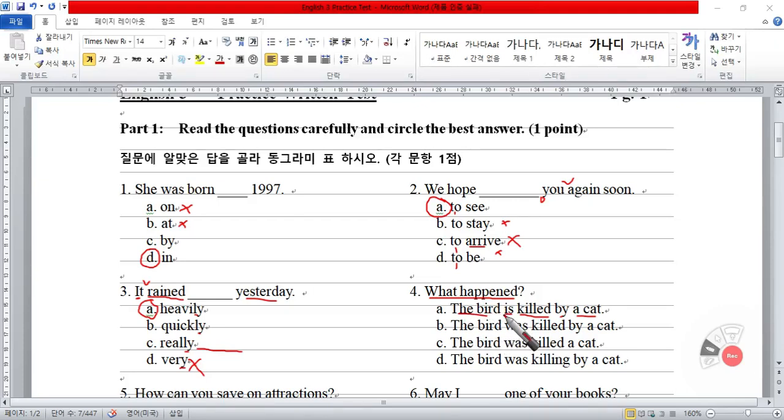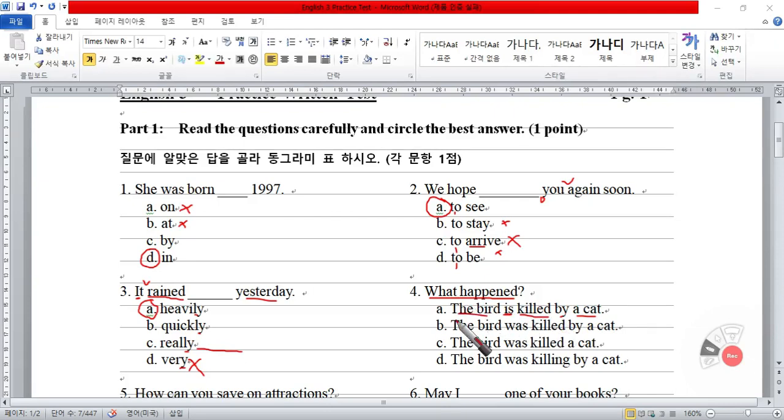We could use the be verb for this passive action, but it would have to be the continuous passive form of the continuous present tense. The bird is being killed by a cat. So that means it's happening now. Or in other words, the cat is killing the bird. That would be the active form.